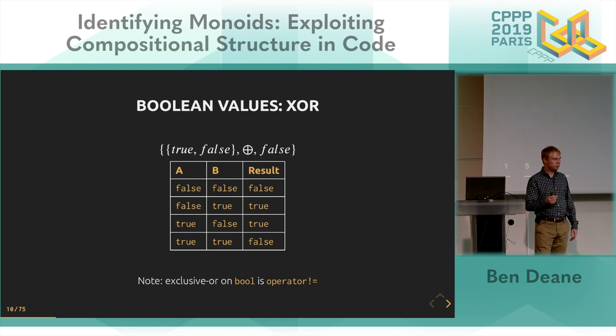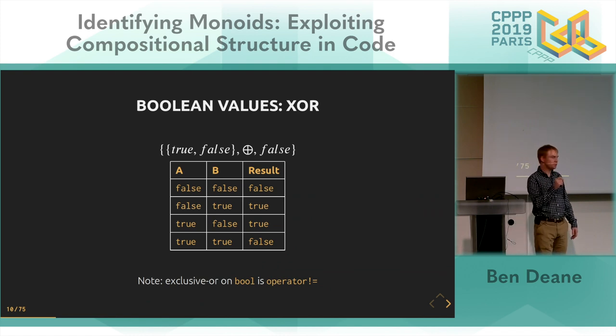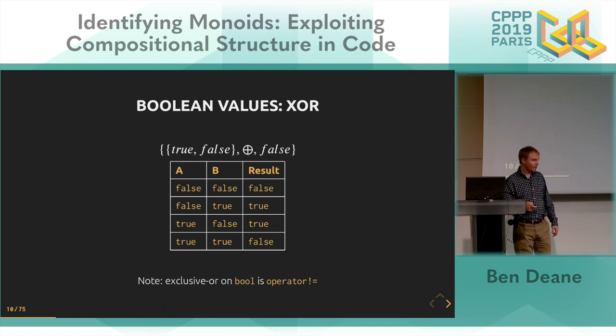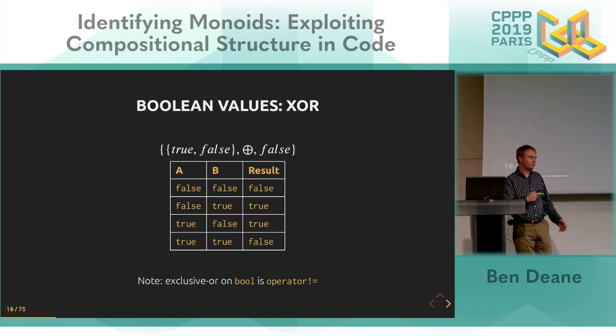There's one more you might meet with Boolean values, and that's exclusive OR. If you look at this truth table, it's a little harder to think about than AND and OR because we use it less often, perhaps. But you can see that the identity is false. Just taking a look at the lines of the truth table, you can see that wherever you have false, you get back whatever the other thing is. And it's worth noting, obvious after you hear it, but not obvious before, that exclusive OR is the same operation as not equal to. You can just convince yourself of that by looking at the truth table.